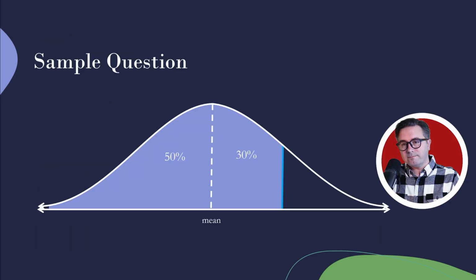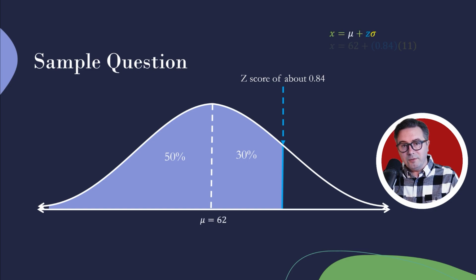Again, we know that a z-score of about 0.84 would be here using the mean of 62. So it's just plugging this in with 0.84, which means the test score value would be 71.24.